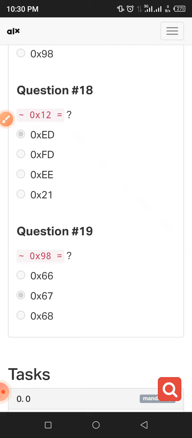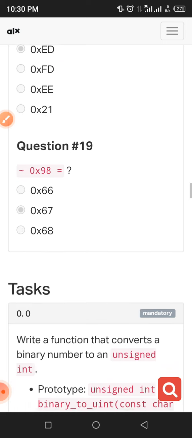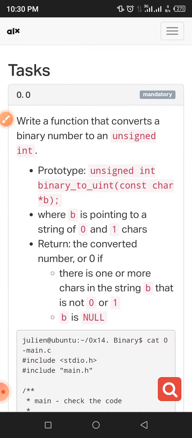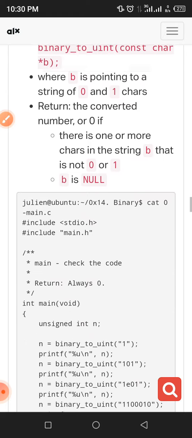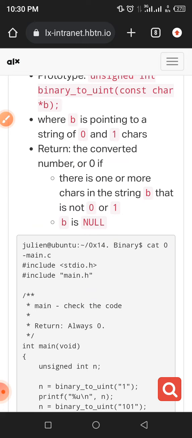So please stay tuned for the next tutorial I'm going to be dropping on writing a function that converts a binary number to an integer, which is converting binary to base 10. So that's the next stuff we're going to be discussing in our next class.